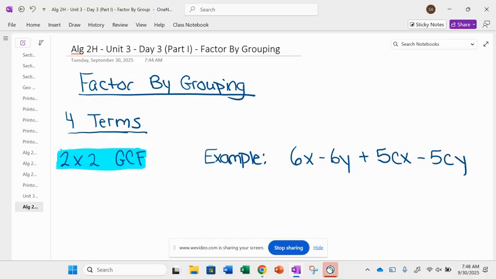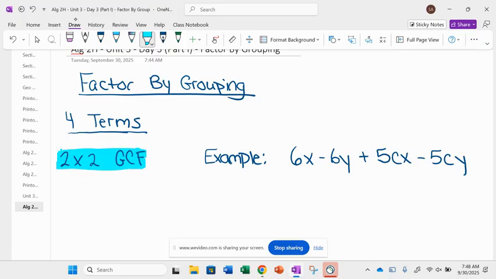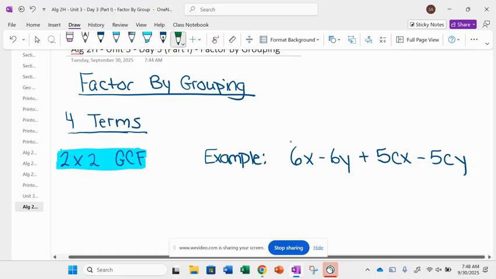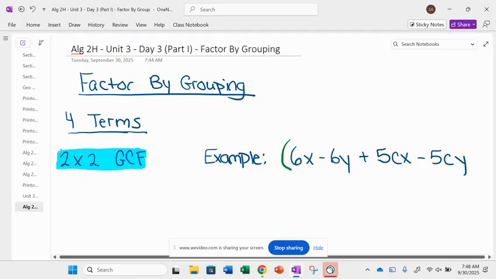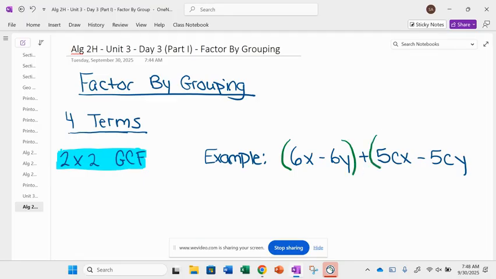Now, our goal when grouping is that when I group things together, I have to be able to pull out a GCF. But not only do I have to pull out a GCF, I have to be able to pull out a GCF that leaves whatever's left in the parentheses the same in both groupings. And I'll show you what I mean by that. So if I go ahead and I group the 6x and the negative 6y, and I group the 5cx and the negative 5cy.